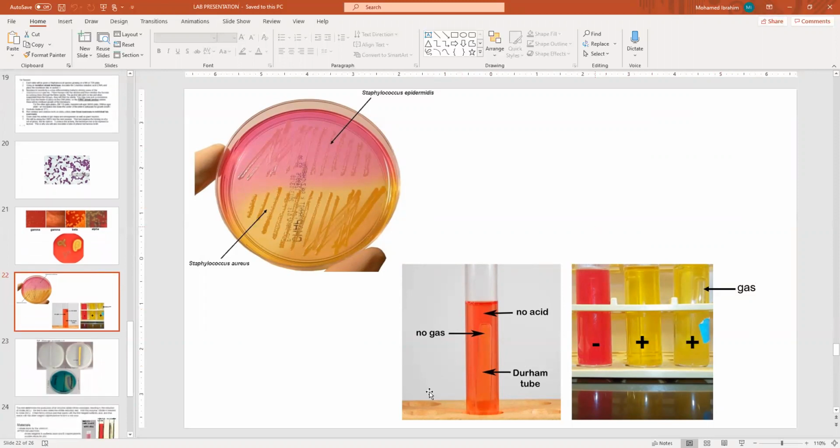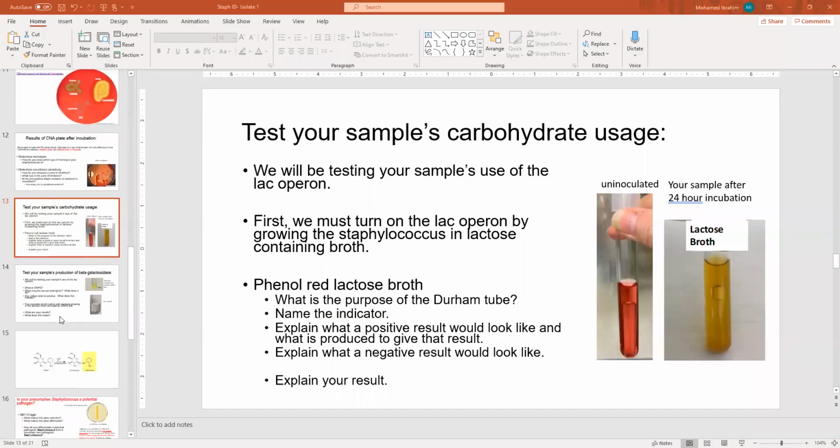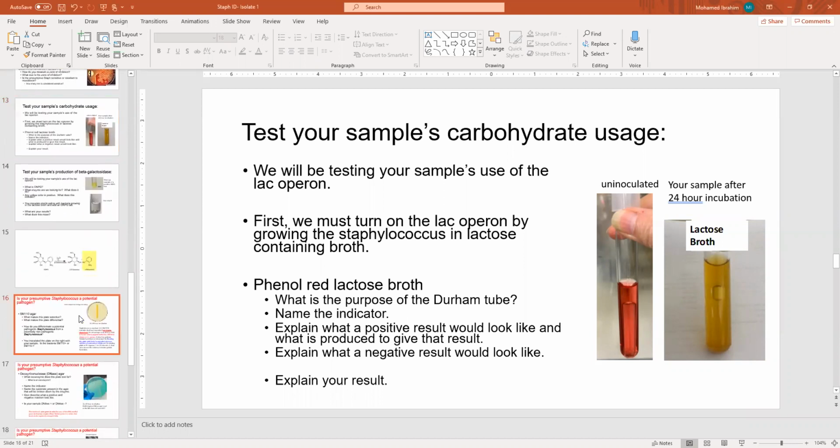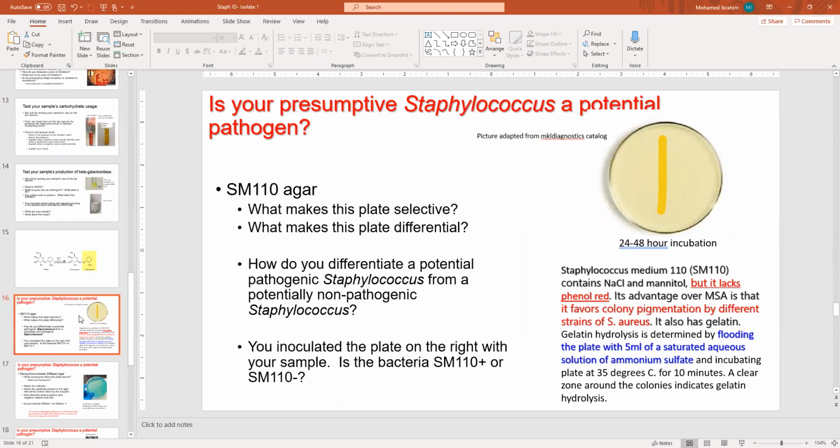Okay, let me stop this one here and go back to this. What else I need to tell you here is there are other media in this particular practice which I also need you to know, and we call this media SM110. S stands for Staphylococcus, M for medium, so Staphylococcus medium number 110, agar.